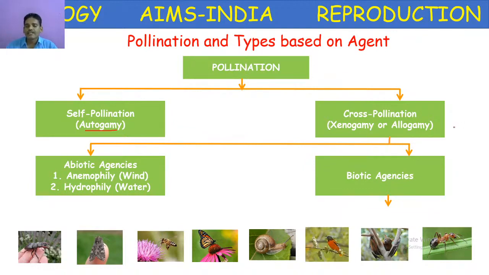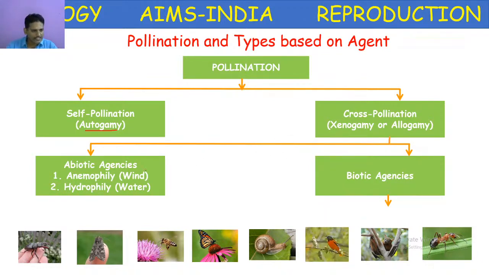In NEET Foundation or MSET, vocabulary is very, very important. Terminology, definitions, and examples are very, very important. So, children, you have to remember this terminology with the help of examples. For self-pollination, there is no need of external agents. Generally, cross-pollination requires external agents. The agents which cause pollination are called pollinators.